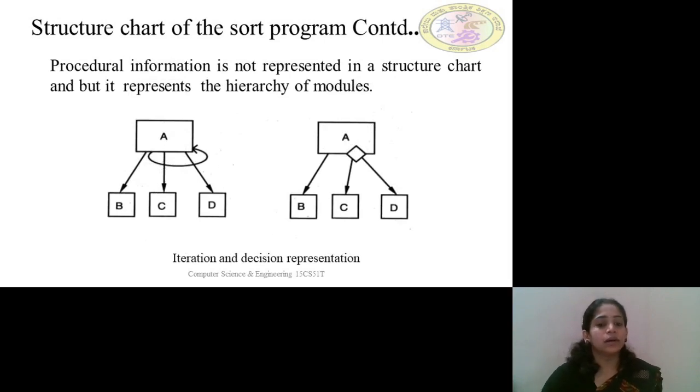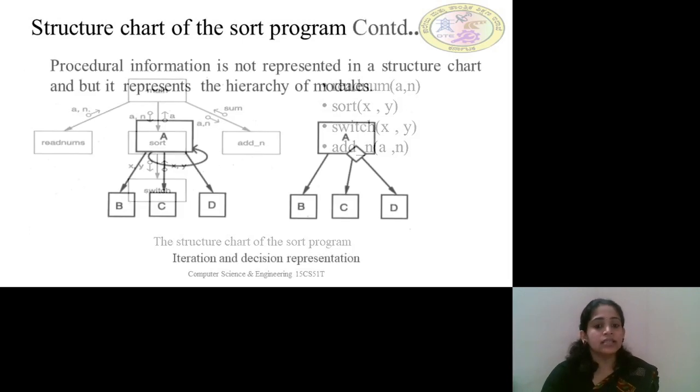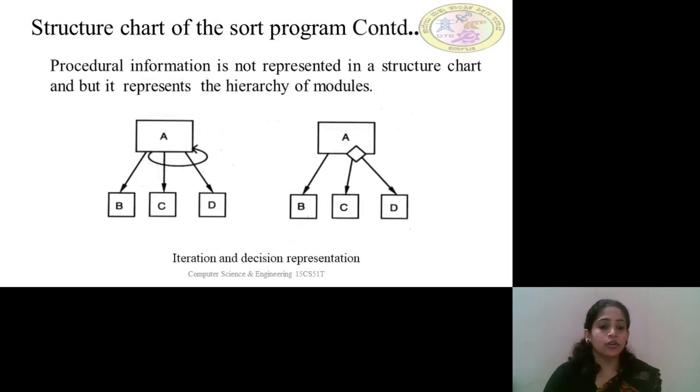By looking at the previous diagram, what we can say here is it only represents the hierarchy of the modules, but nowhere does it represent the procedural information. So basically, these structural charts represent only the hierarchy or the division of modules, that is level 1, level 2. If you look, this is a first level module, second level module, third level module. It only shows the hierarchy of the modules, but it nowhere represents the procedural information of the module.